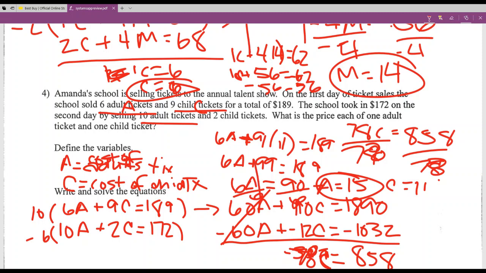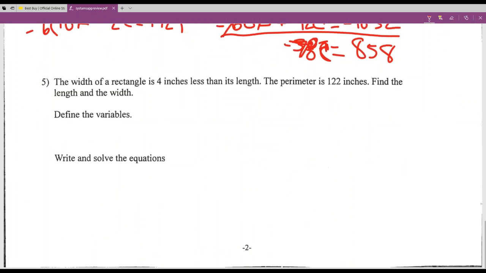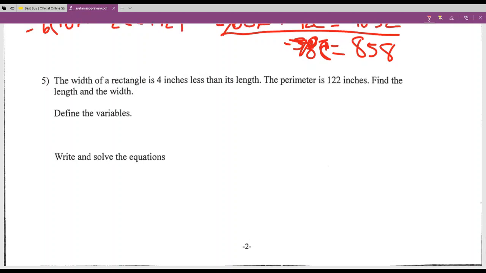All right, and the last one. I really want y'all to be careful on this one. It says the width of a rectangle is 4 less than the length. The perimeter is 122 inches, find the length and width. I'm going to use different variables just so you can see this differently. I'm going to use X and Y. Normally with perimeter, we use L and W. Well, let's see what happens when we use X and Y. So we'll say X is the length, Y is the width.